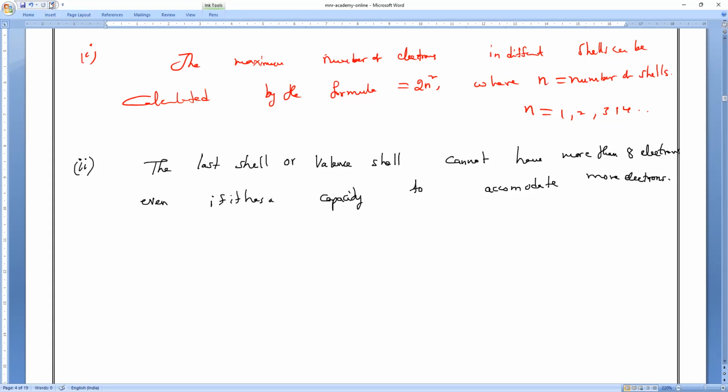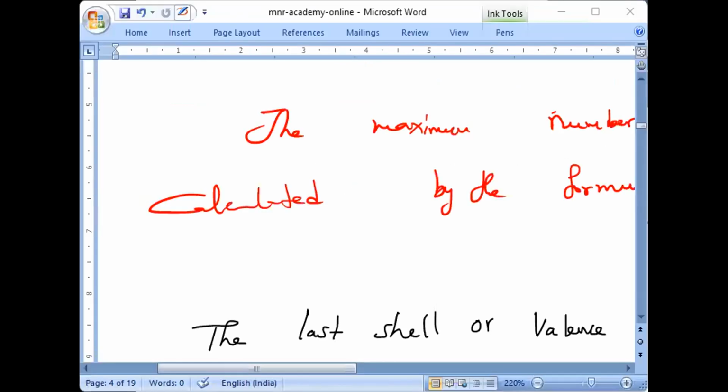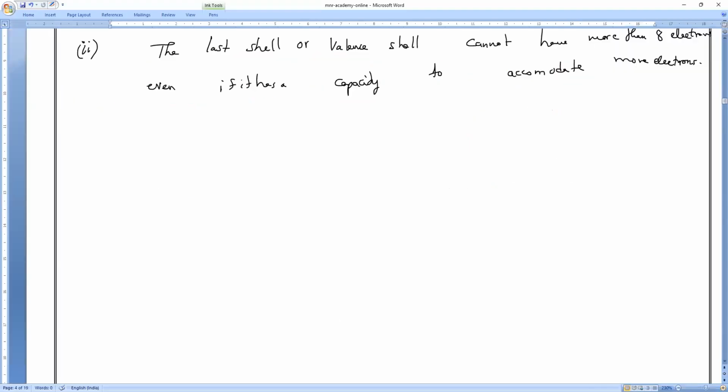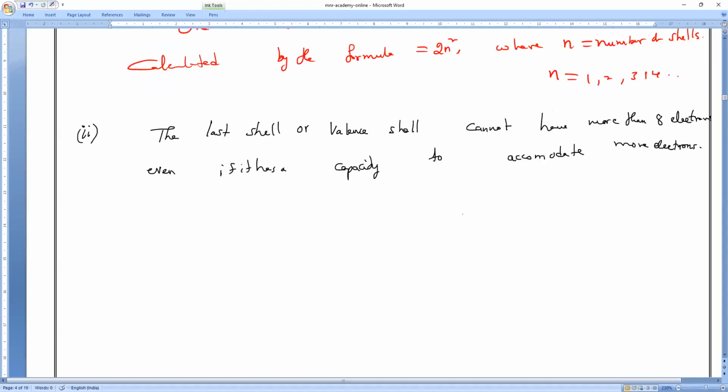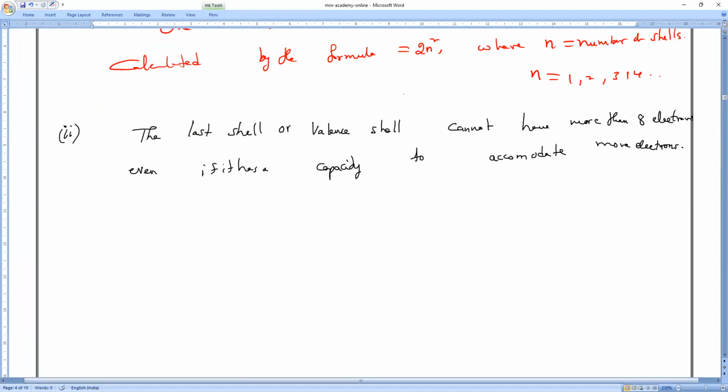Please respond. In the valence shell, the original maximum capacity may be, suppose, 18. Understand? The maximum capacity is 18, but you cannot put 18 electrons in it. You can go a maximum of only 8 electrons. Clear, everybody? That is only valency related. We will study that. Okay.